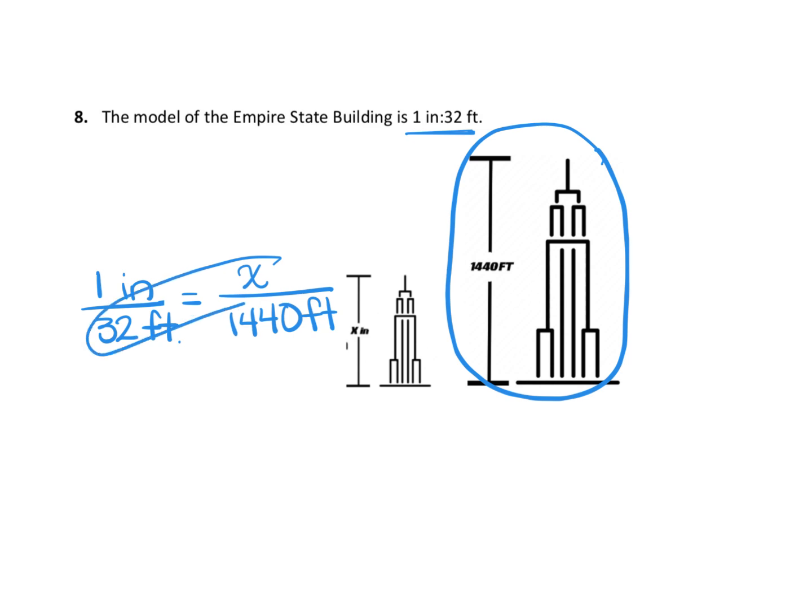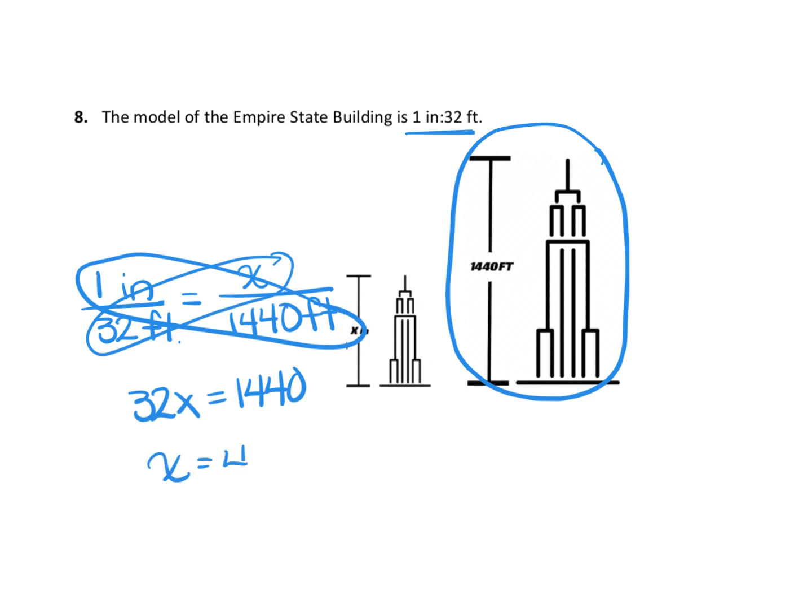I'm going to take my 32 times x to get 32x. I take 1,440 times 1 and I get 1,440. And now what we need to do is then just isolate the variable by dividing by 32. So 1,440 divided by 32 and we get 45. So our x is going to be equal to 45. So what that means is that on our drawing, you're going to have 45 inches.